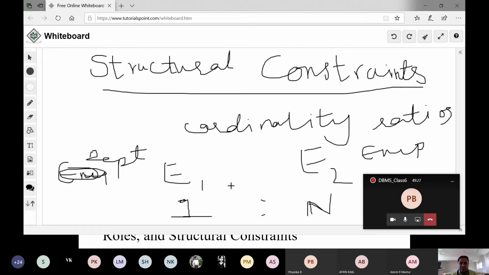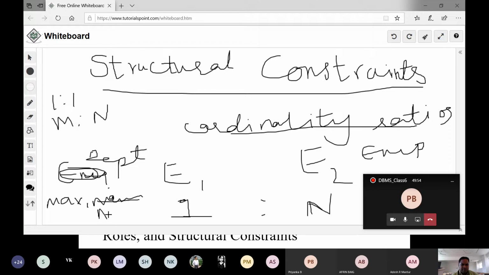Now, structural constraints are a little bit of an add-on to cardinality ratios. Cardinality ratios are 1 is to n, n is to n, 1 is to 1, or m is to n. In these, we try to add on a maximum value and a minimum value.